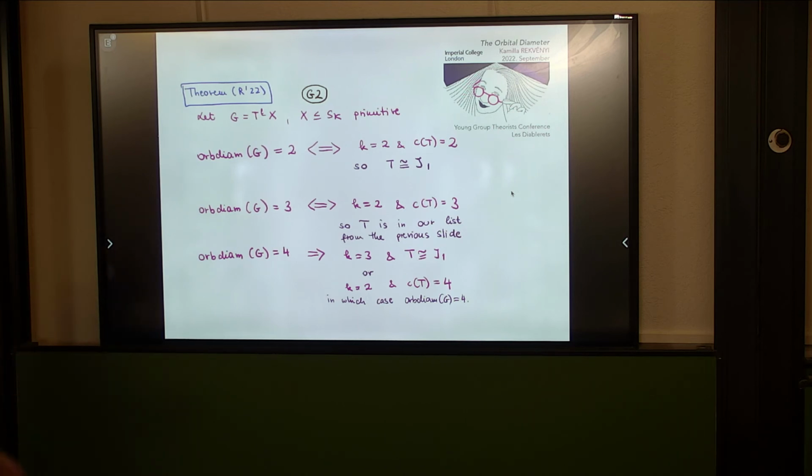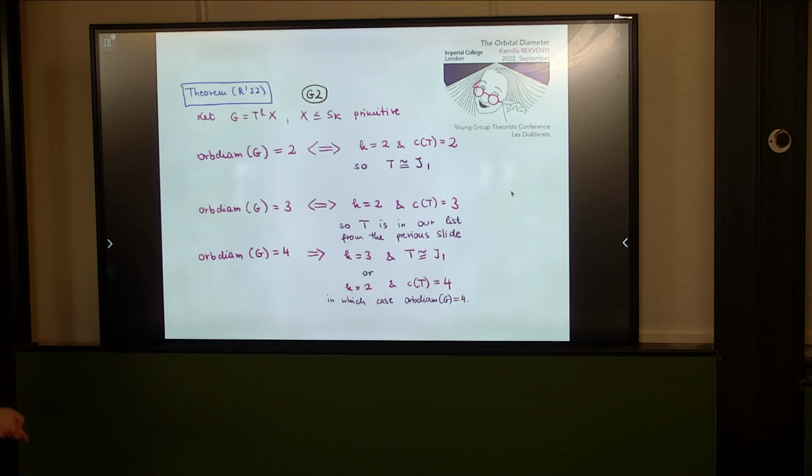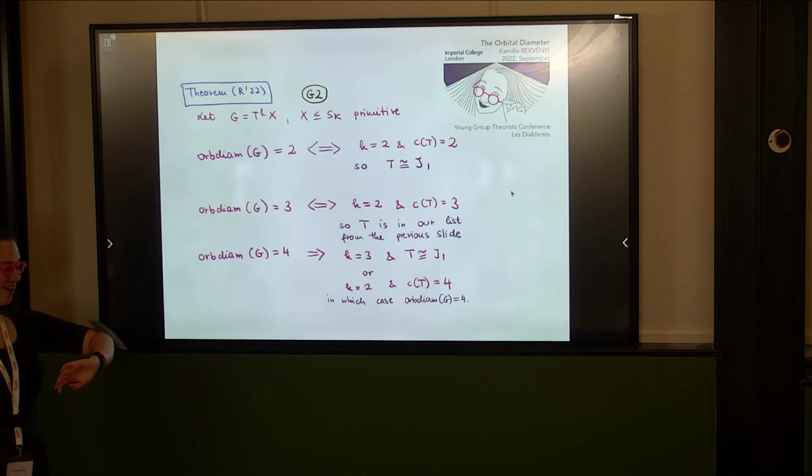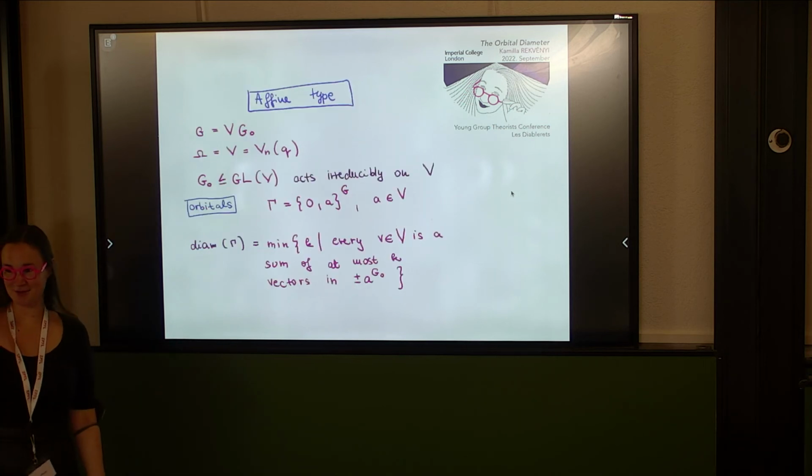And the orbital diameter is 4 if k is 3 and t is J1, and we don't know what the orbital diameter is in this case, but we suspect it's not 4, but we don't know. Or k is 3 and c of t is 4, in which case we do know that the orbital diameter is indeed 4. Okay, so now moving on to the groups of affine type.